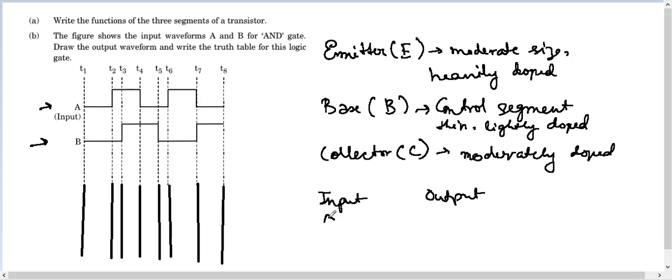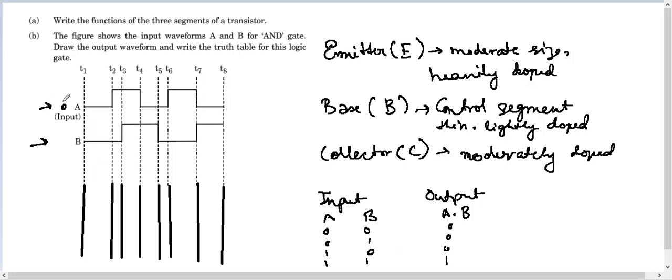So this is A, this is B, and this is going to be equal to A dot B. Because there are two inputs, it could have four combinations. It is 0 0, 0 1, 1 0 and 1 1. So we are knowing the output, it is going to be equal to 0 0 0 1. So let's talk about the waveforms now.